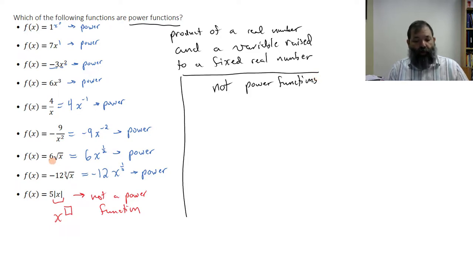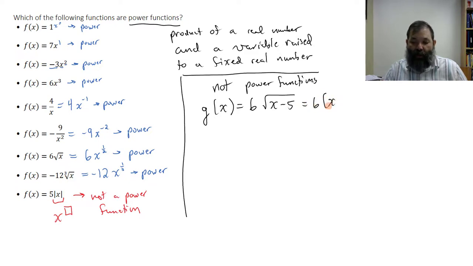So like that 6 times the square root of x, that's a power function. But if I write, say, g of x and call it 6 times the square root of x minus 5, this is not a power function, because that's 6 times x minus 5 to the 1/2 power, but that's not just x to a power.